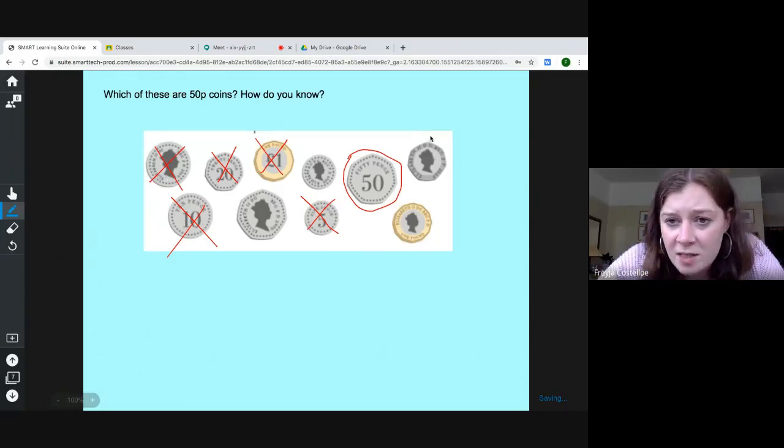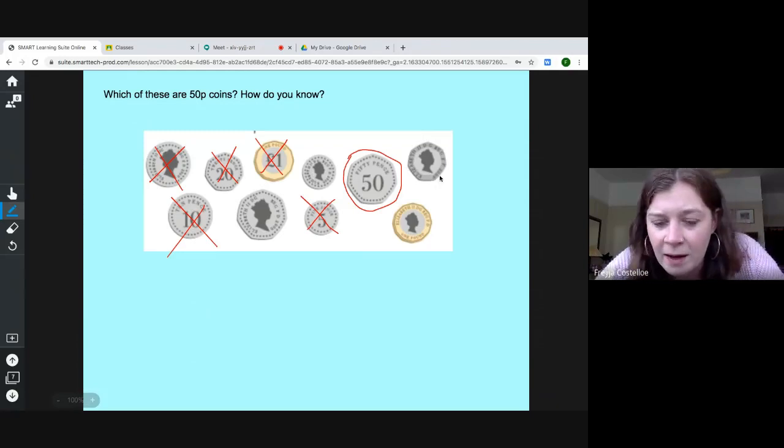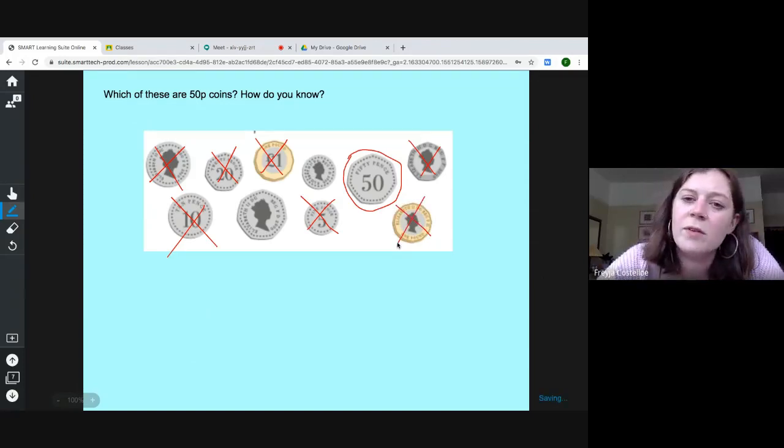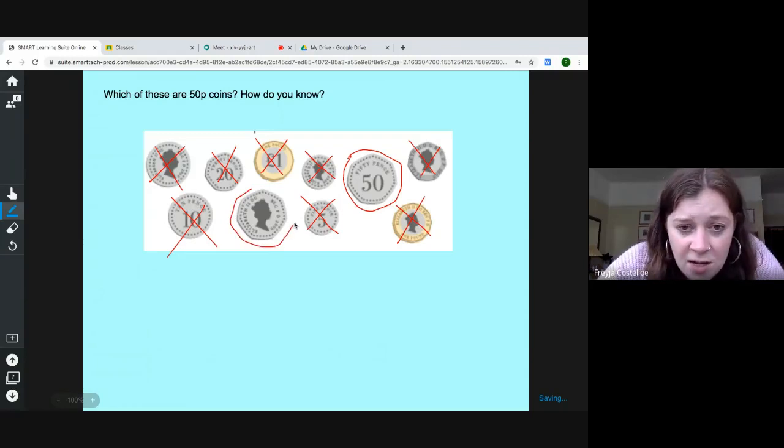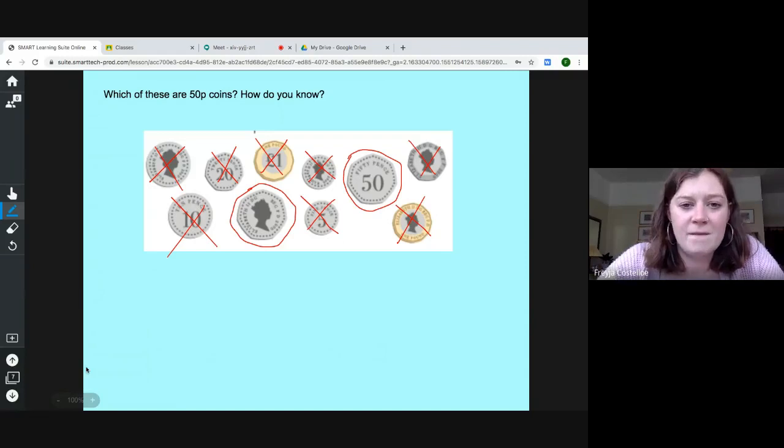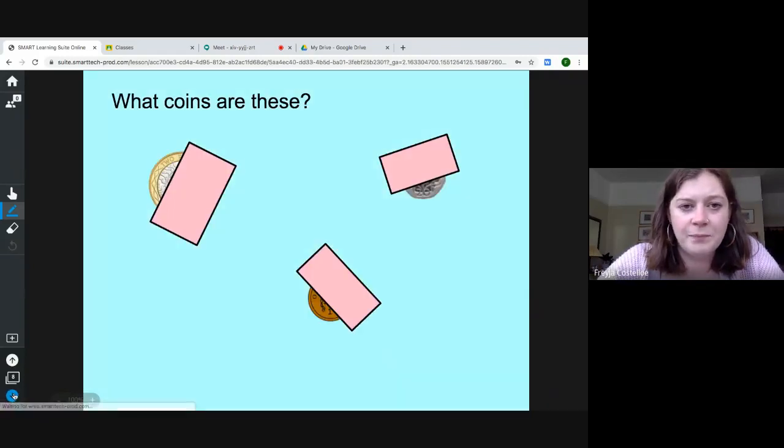What about this one? It does have those edges that the 50p has, but it's quite a lot smaller than this one, so I don't think it can be a 50p. This one has still got some funny edges, but it's golden and silver, so that's definitely not my 50p because I know my 50p is all silver. And not this one because it's definitely too small and round. So it's going to be this one, isn't it? It looks about the same size, the same shape. Those are my 50p's.